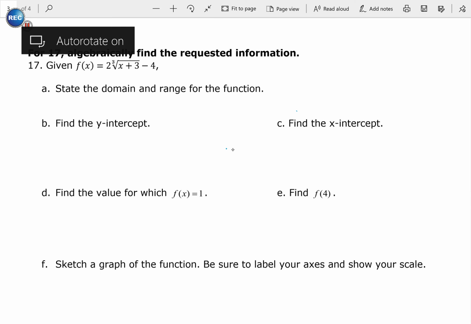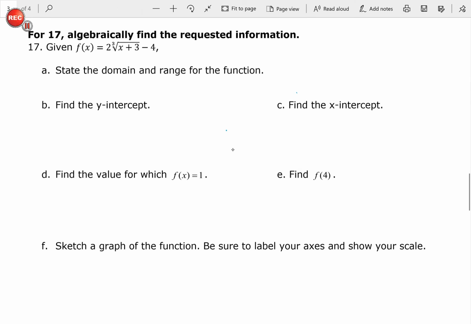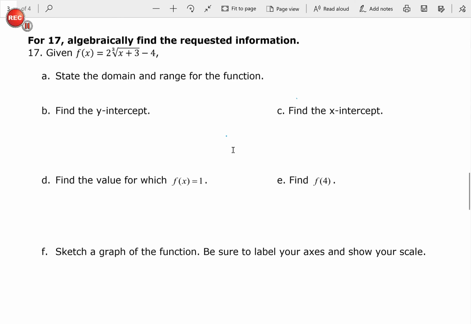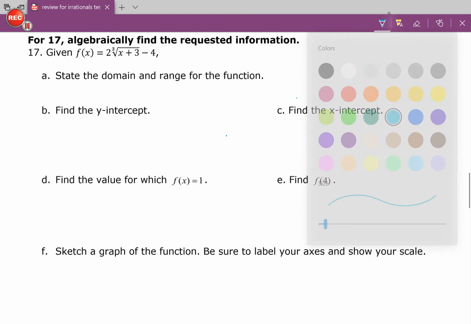So let's go ahead and take a look at number 17 on your review, okay? And you're going to algebraically find the requested information. So given f of x equals 2 cube root of x plus 3, minus 4, the first thing that I'm going to notice is I have some parameter changes happening. One of them, add notes.